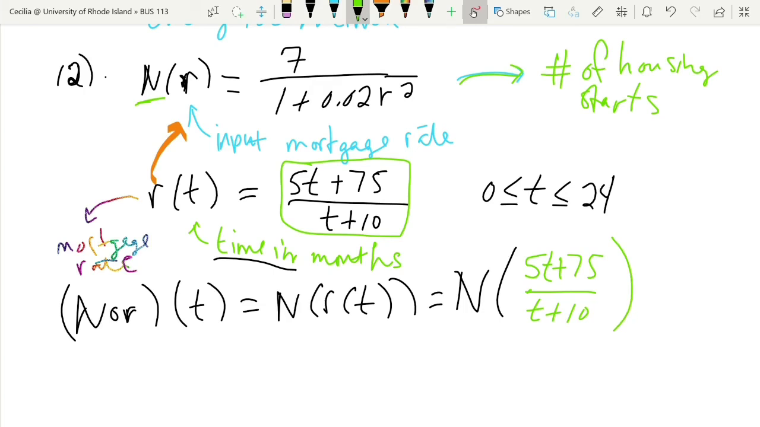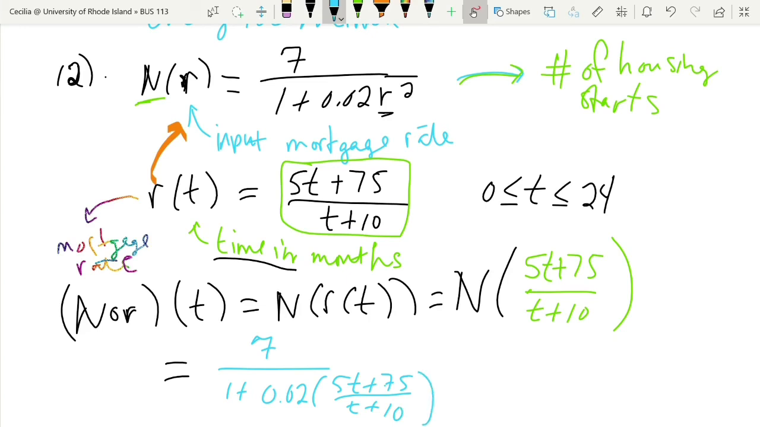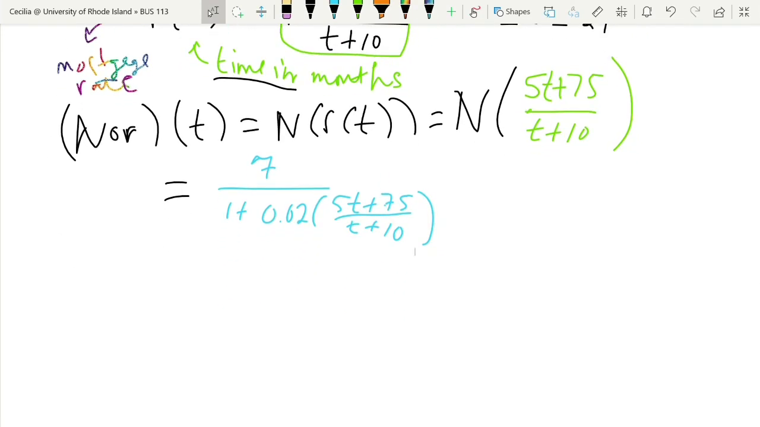And what does our function N tell us to do? It says you're going to put that whole input right here in this r squared spot. So we're going to say it's 7 divided by 1 plus 0.02 times 5t plus 75 divided by t plus 10. Oh boy, so that's kind of a mess. Let's see if we can clean that up a little bit.